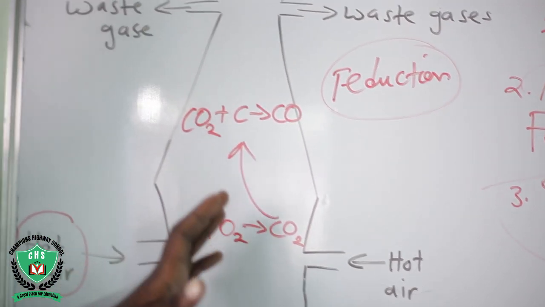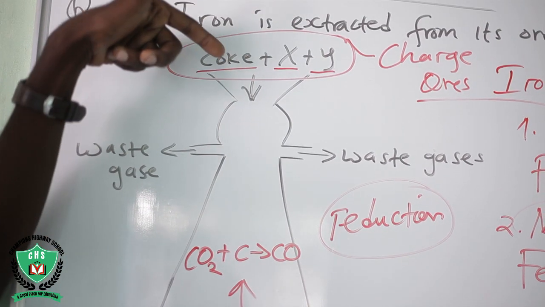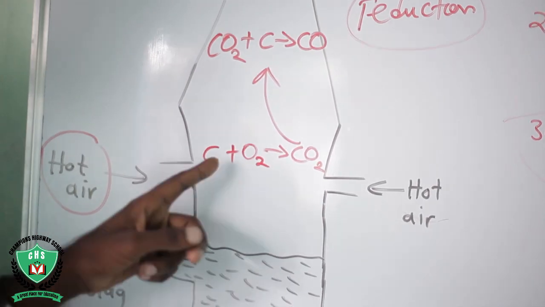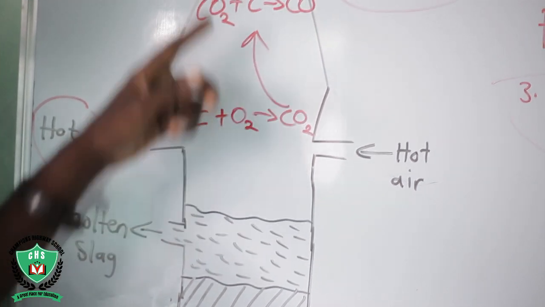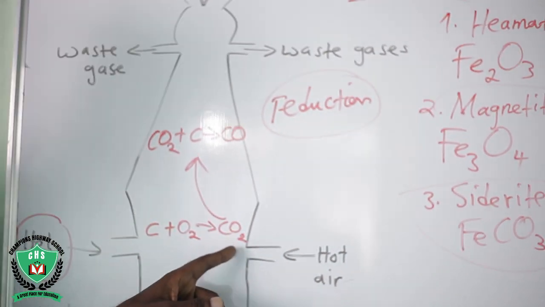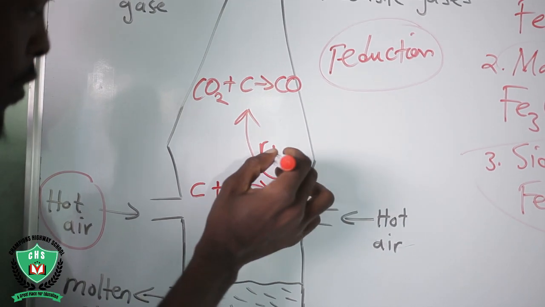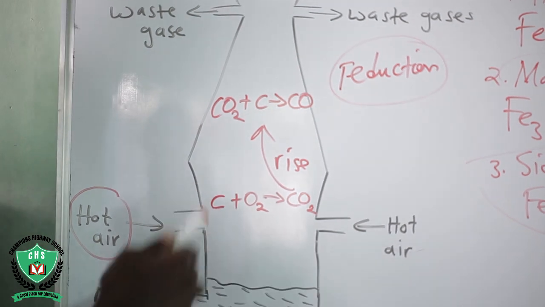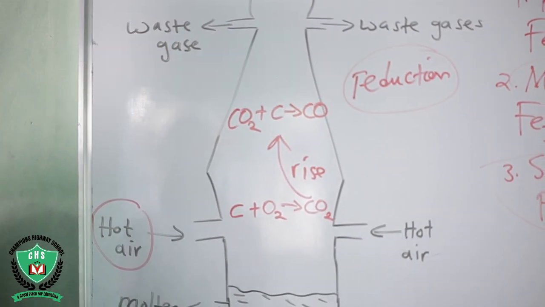This is one of them. When coke is put in the blast furnace, this reaction takes place. Carbon, which is pure carbon, coke, will react with oxygen and produce carbon dioxide. Carbon dioxide will rise and react with more coke in order to produce carbon monoxide.